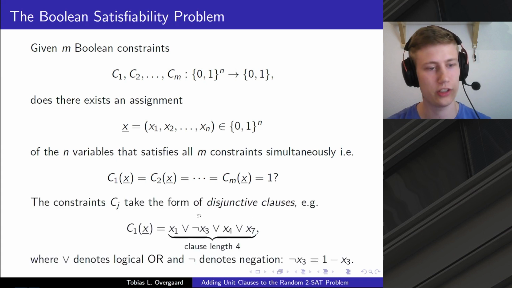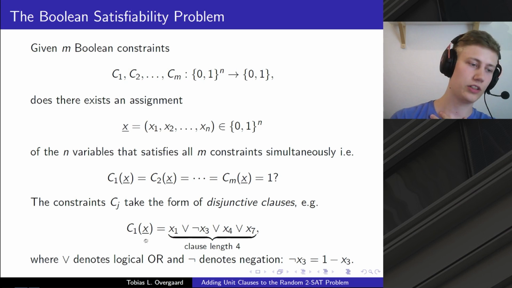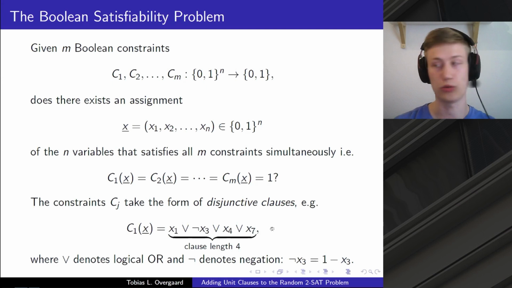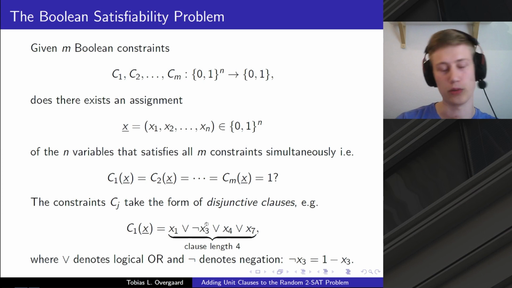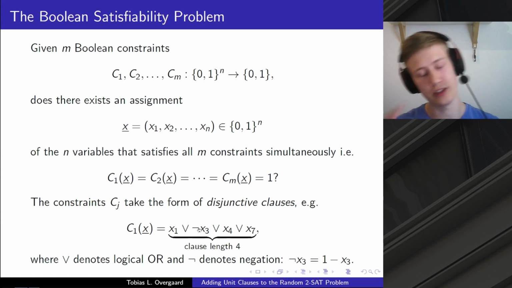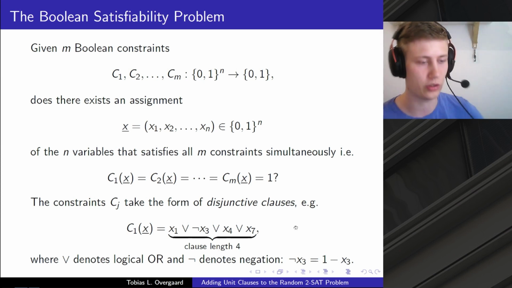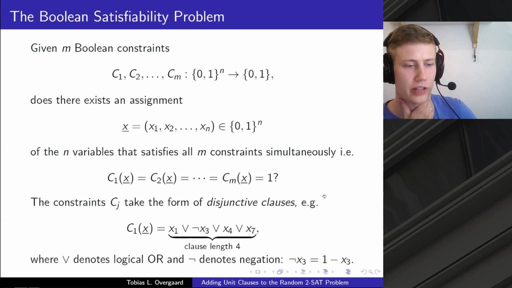So we look at disjunctive clauses, which means that each of these constraints will be, so this ∨ here is logical OR. It means that one of these variables must be set to true, and you are allowed to negate variables. So this is one example. You could have x1 ∨ ¬x3 ∨ x4 ∨ x7. So we are saying that one of these 4 variables should be true. This x3, since it's negated, needs to be false for the negation to be true. So I hope this problem makes sense. This is sort of the starting point for all of this.